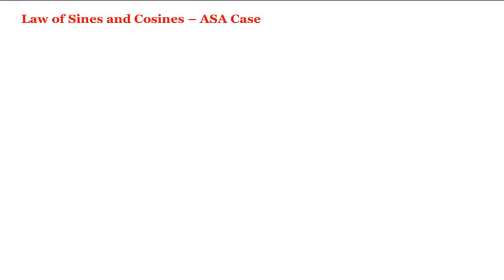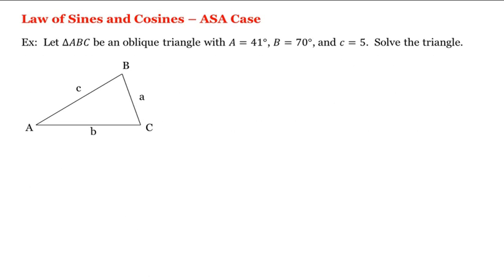So let's look at the law of sines and cosines. Let triangle ABC be an oblique triangle with A equal to 41 degrees, B equal to 70 degrees, and C equal to 5. Let's solve the triangle here.